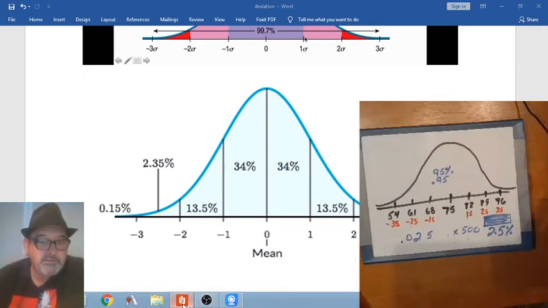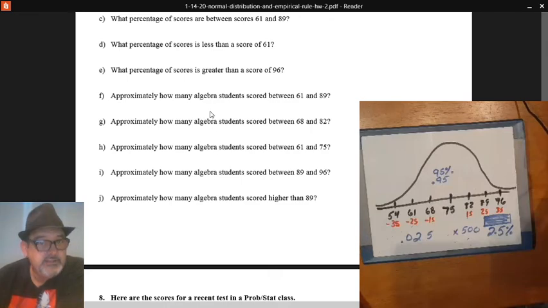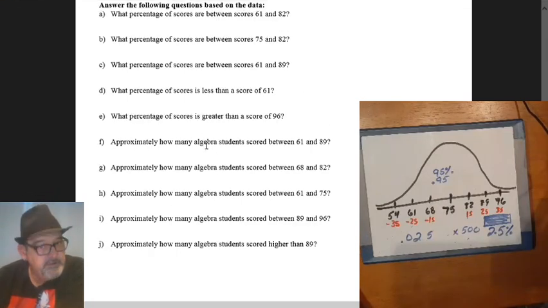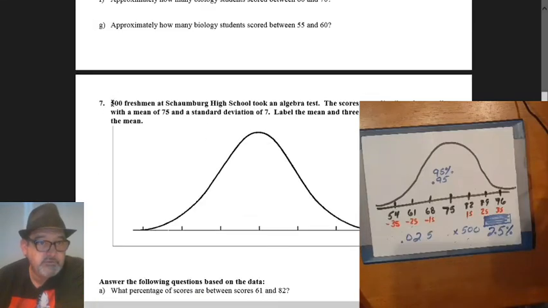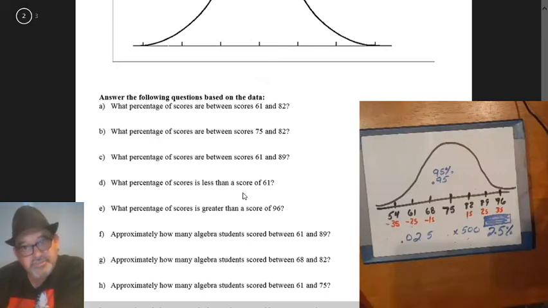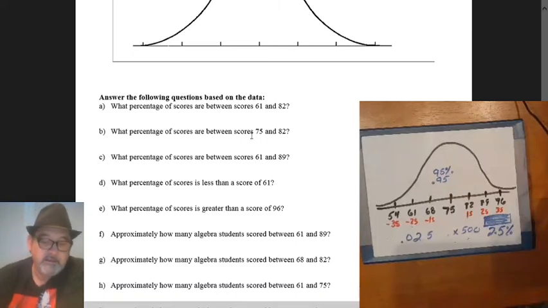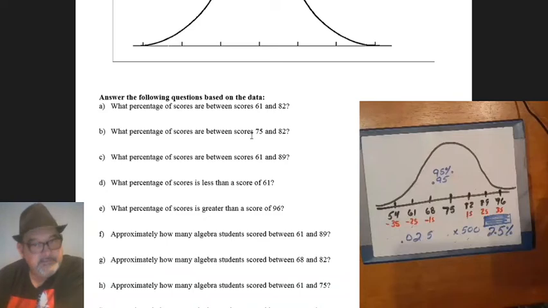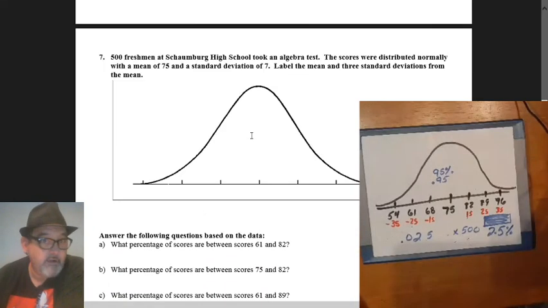The other type of question that you'll get is how many students. So you find your percent, and then you multiply that times the number of students, 500. Find the percent, change it to a decimal, then multiply that times 500. And again, how do you change something from a percent to a decimal? Take that percent, divide it by 100. That will change it to a decimal. Then you can multiply that decimal times however many students there were.